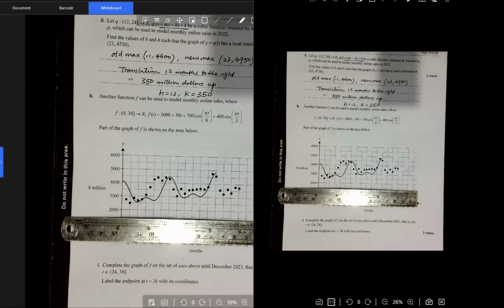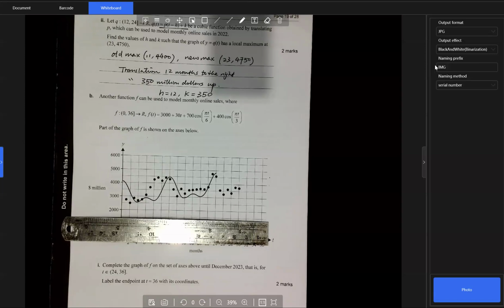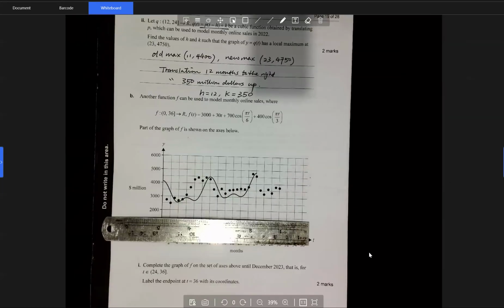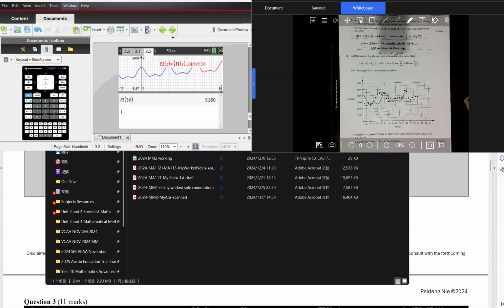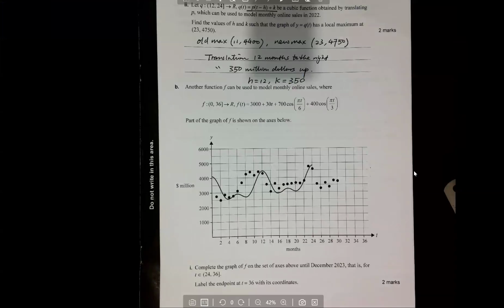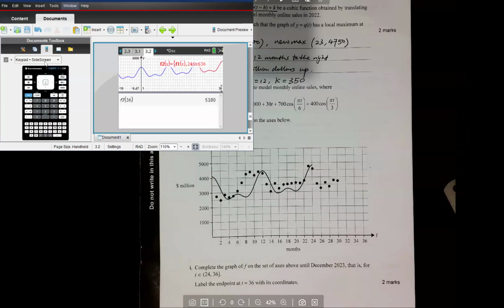Let's use the full picture. Bear with me for a second. Maybe I can just use the handheld only.